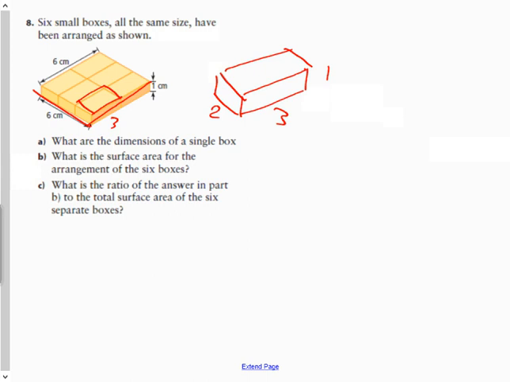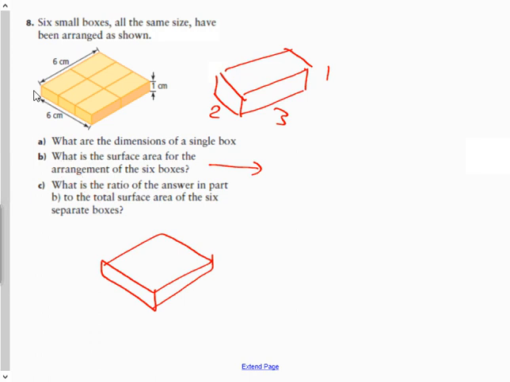Question B says, what is the surface area for the arrangement of 6 boxes? Well, if we think about what the arrangement of 6 boxes is, then if we just take this as one solid prism, you know what? I got a great idea. I'm going to trace this. Oh yeah, that's smart. And bring it down. It's 6 by 6 by 1.